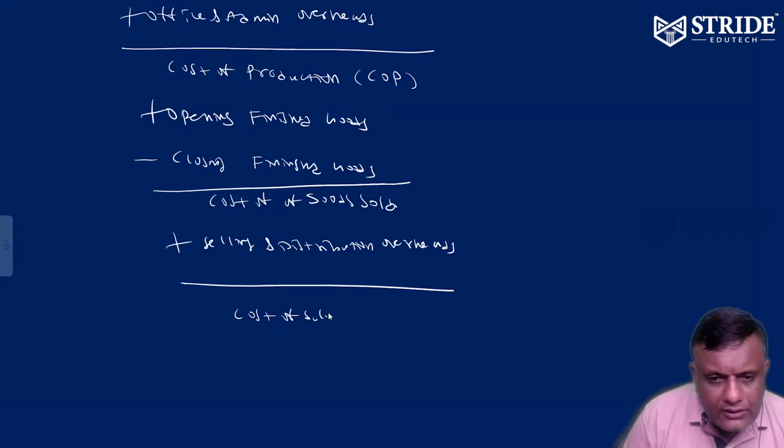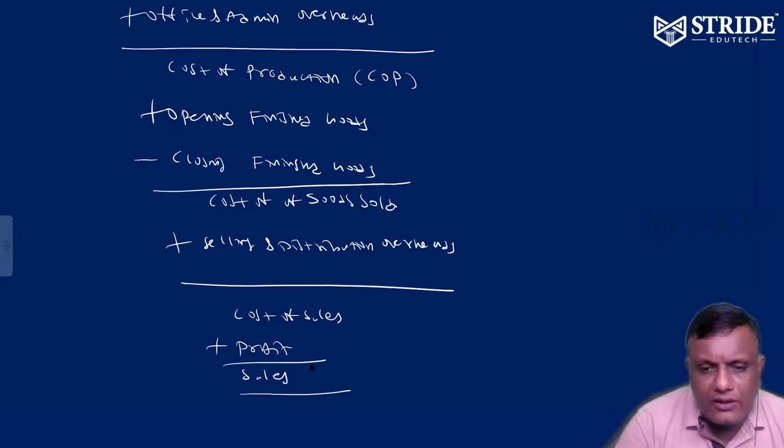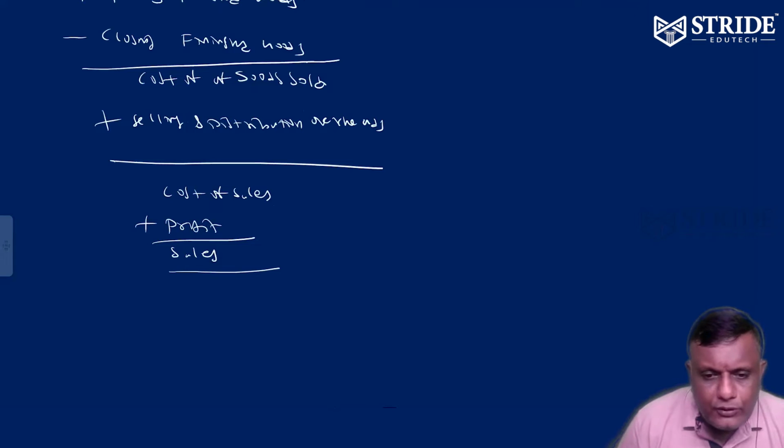And to the cost of sale, please add profit. You will get sale. This is called a cost sheet. Suppose cost of sale is 80, for example, and profit is 20. What is the sale? 100.